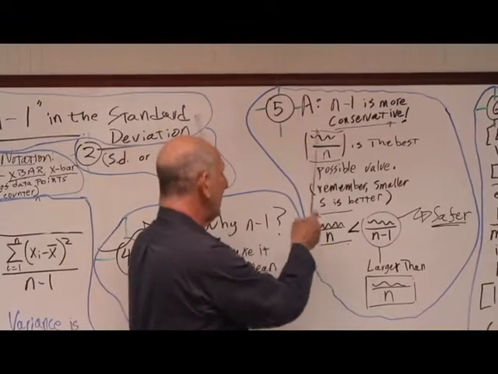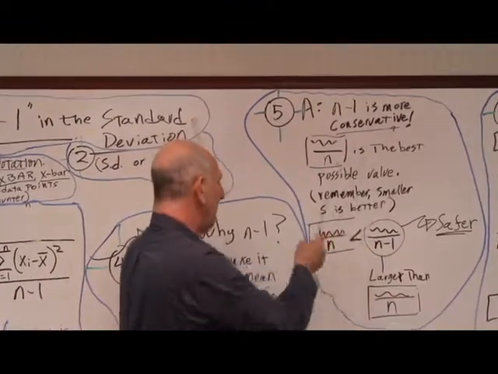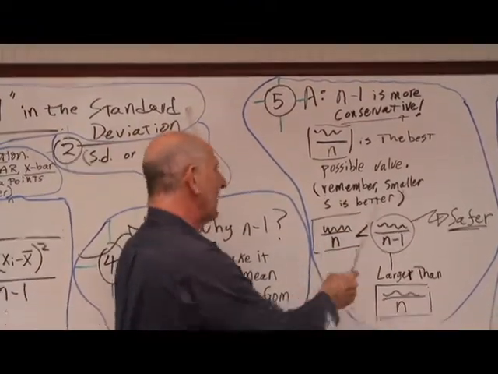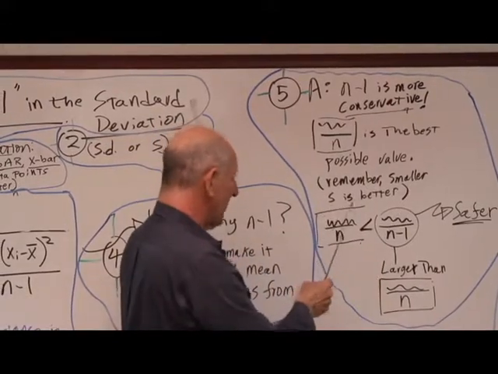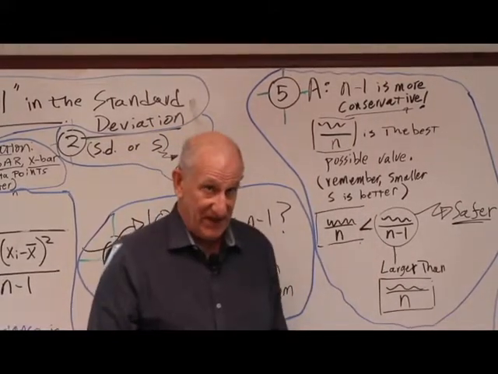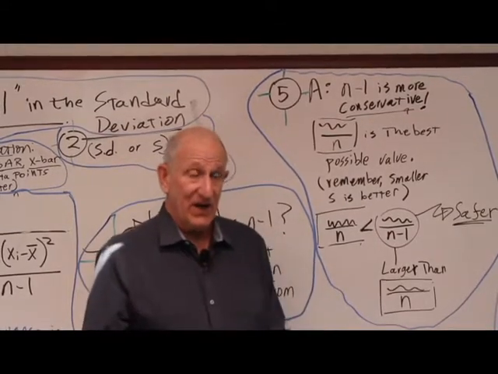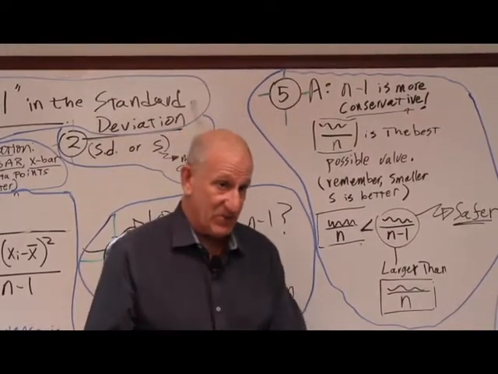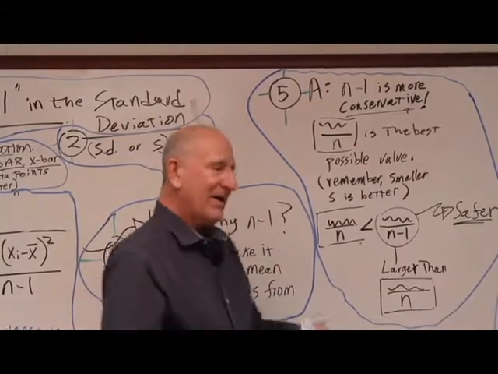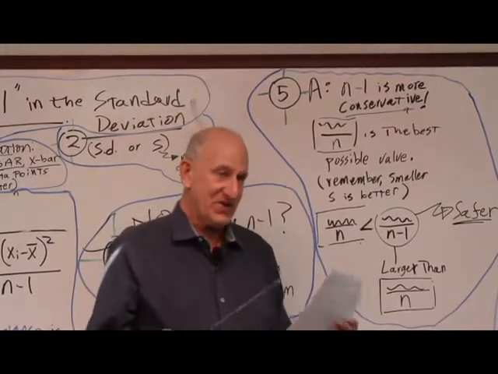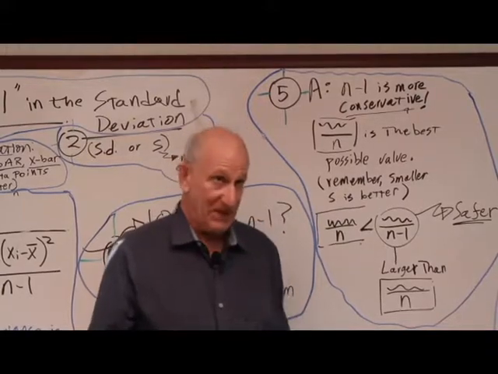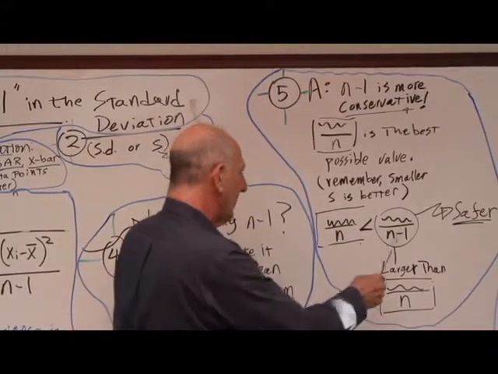So when you have anything over n, you're calculating the best possible value, remembering that smaller s's are better. Smaller standard deviations means you have a more concrete and more accurate measure of the central tendency of the data, which is what you want, all right? But in science, you can't just calculate things because you want them to be a certain way. So to be conservative, we use n-1.